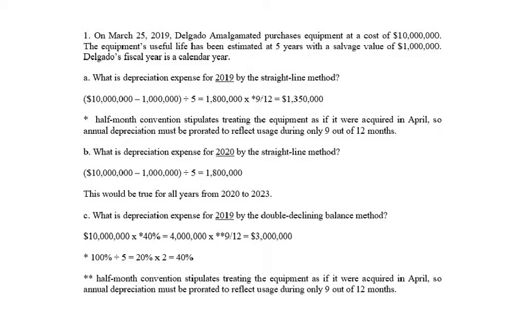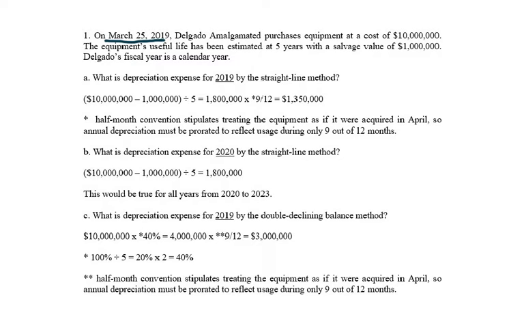Now, again, the first thing we're going to tackle in this one is dealing with depreciation. So again, this is going to be on March 25th of 2019. That's important because remember, you'll have to do prorating of depreciation if we're talking about either doing straight line or double declining balance method, which is what you're going to see in a moment. So you got to pay attention to that.